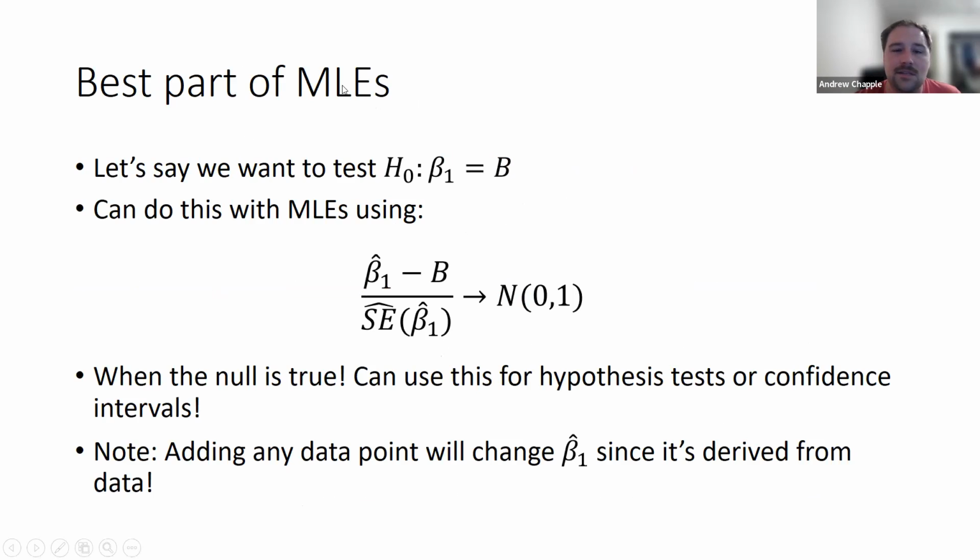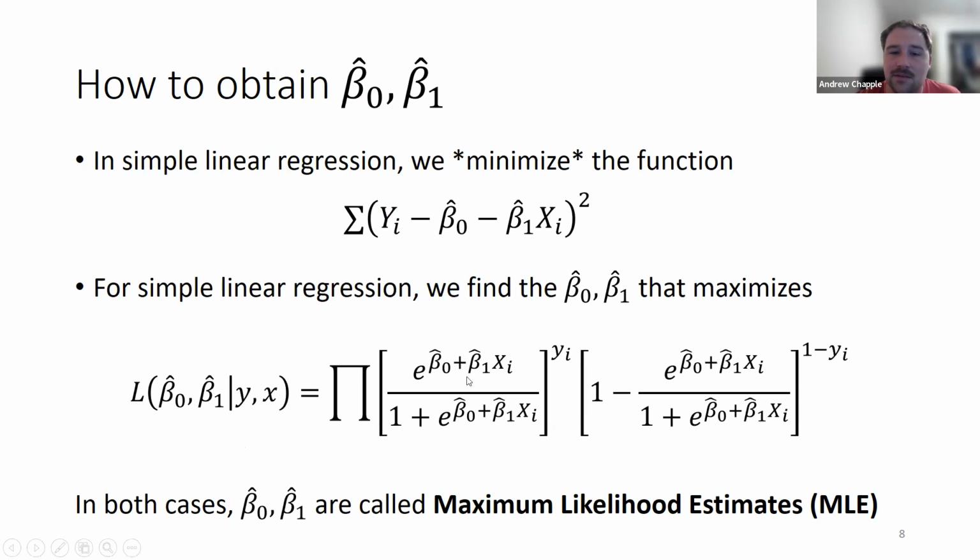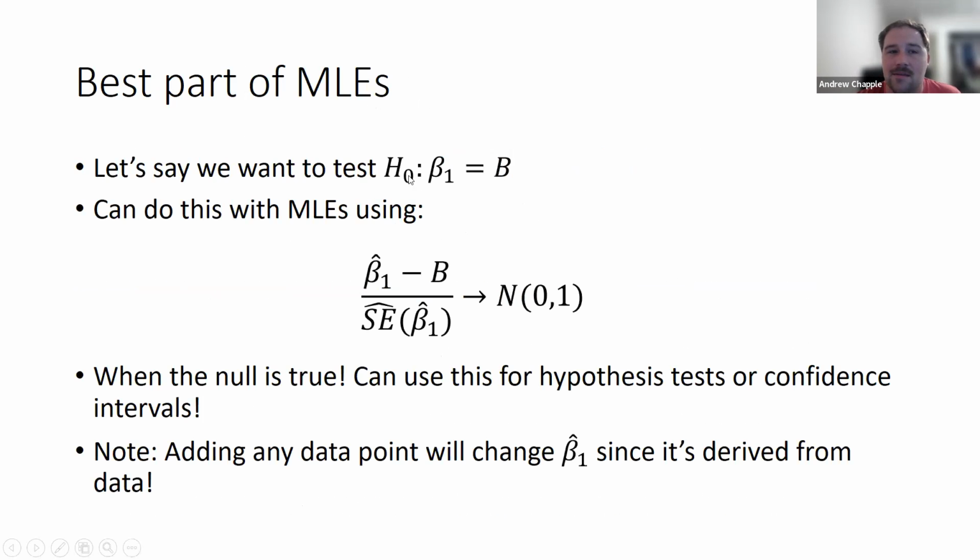These are called maximum likelihood estimators, beta 0 hat and beta 1 hat. They have a lot of really nice properties. Let's say we want to test the null hypothesis beta 1 equals B, where B could be 0. Then beta 1 hat minus B over the standard error of beta 1 hat approaches a normal distribution if the null is true. We can use this for hypothesis testing and for confidence intervals.